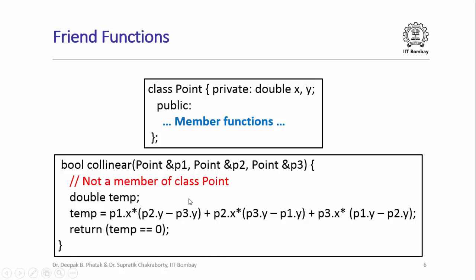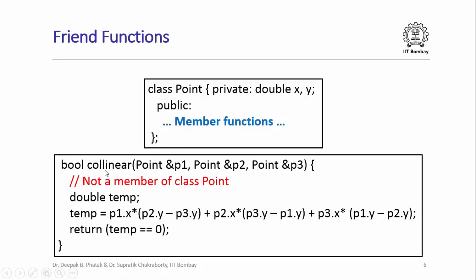Let's see an example of this. So here I have a class point for representing points in two-dimensional space. The class has two data members x and y, both of type double, and these are declared private. And there could of course be several member functions of the class.